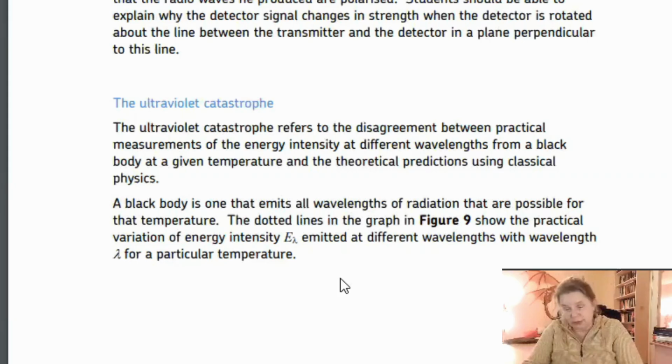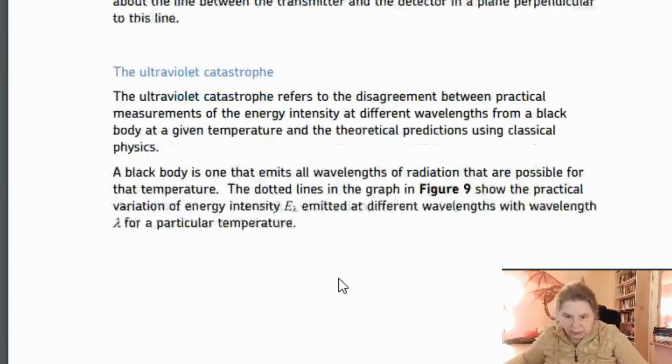Now, the ultraviolet catastrophe says that the energy intensity of the different wavelengths from a black body, if you use classical physics, should get bigger and bigger and bigger as the source of the energy gets hotter and hotter. I mean, it never comes back down. And so classical theory gives you this weird line.